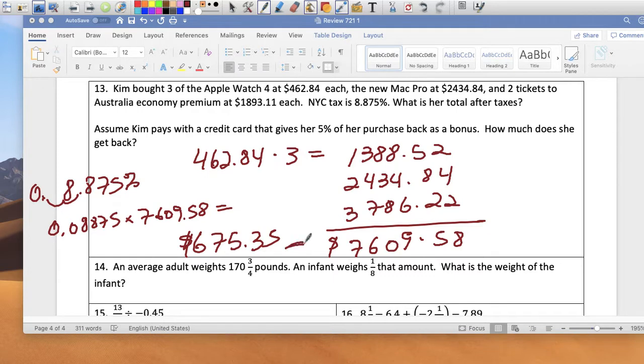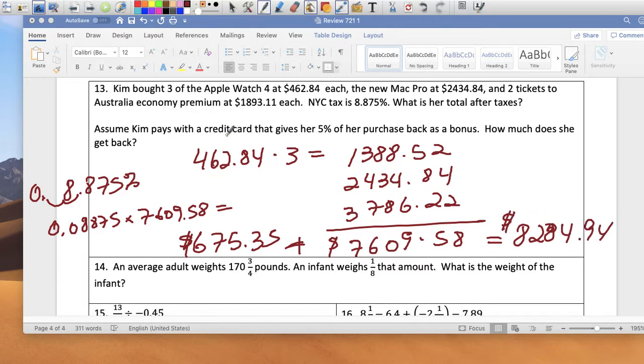Which you would add to this total, right? What is the total after taxes? So we have to find that 7609.58 plus the tax of 675.35 equals, so the total with tax is 8,284.94.